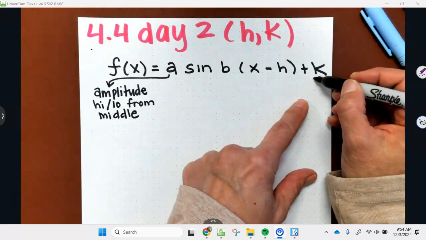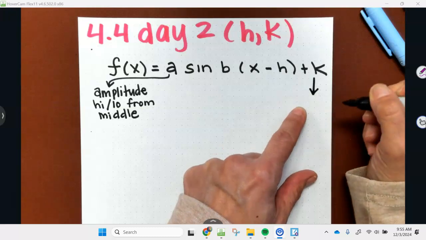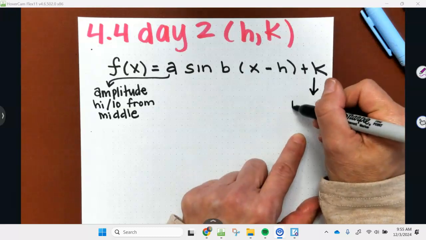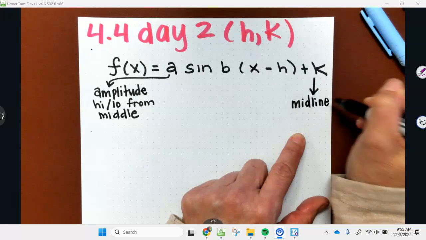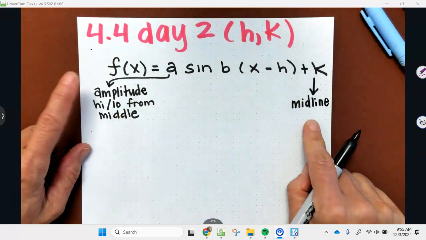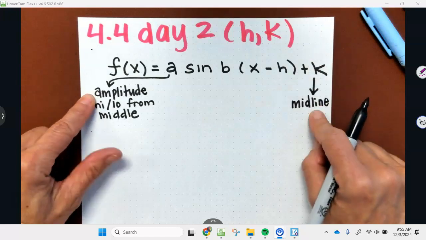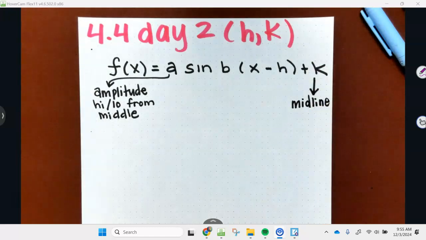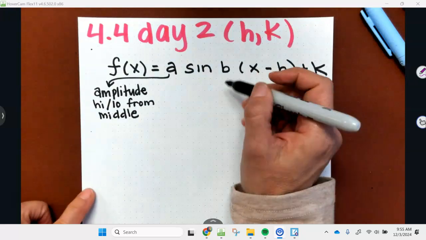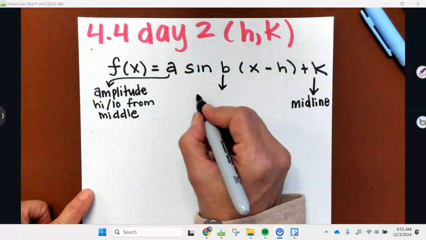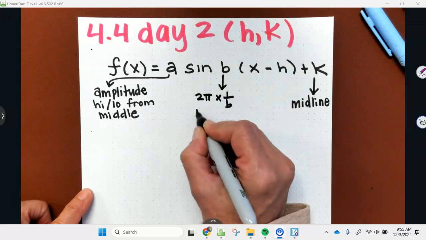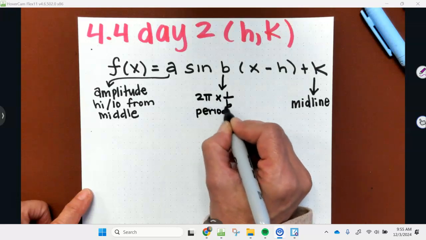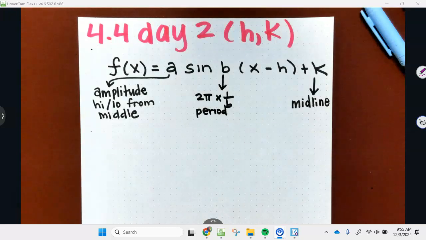So K is a vertical translation. It is. But it's also the midline. So my waves are going to be higher and lower from this. All right, the B value is the same. You're just going to take 2 pi, multiply it by the reciprocal, get your period. That's really the only purpose that it serves for us.